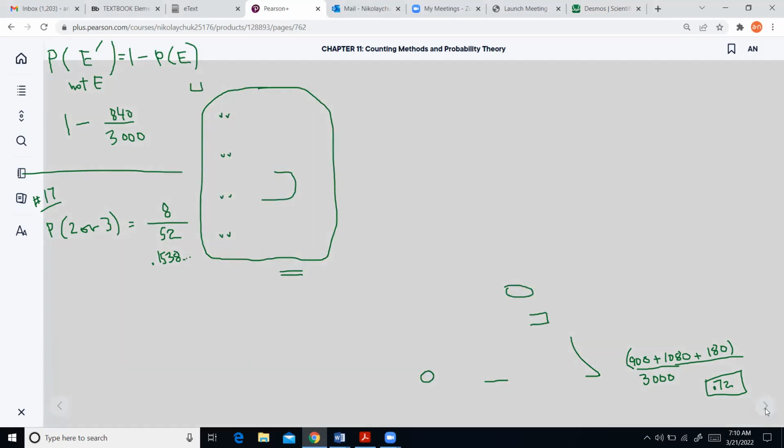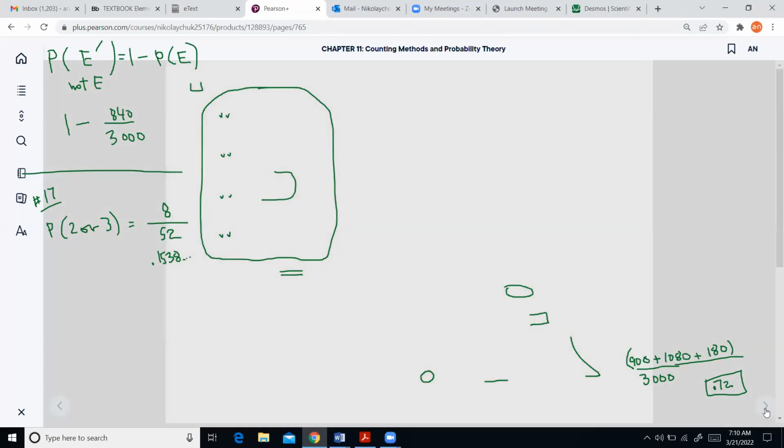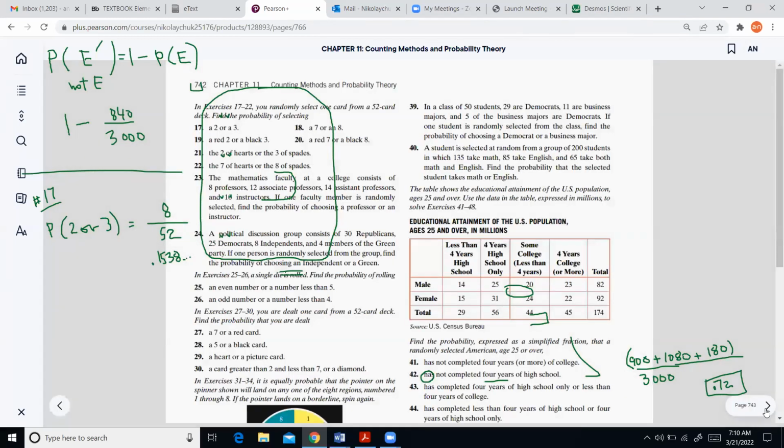So let's see what else is here. They have a whole bunch of exercises that want you to pull one card from that deck of playing cards, and they seem to be pretty much all of the similar type. So I can try one more here, like exercise 24. Looks like it's a little bit of a story that talks about a political discussion group that has 30 Republicans, 25 Democrats, 8 independents, and 4 members of the Green Party. So looks like we have a whole bunch of people here.